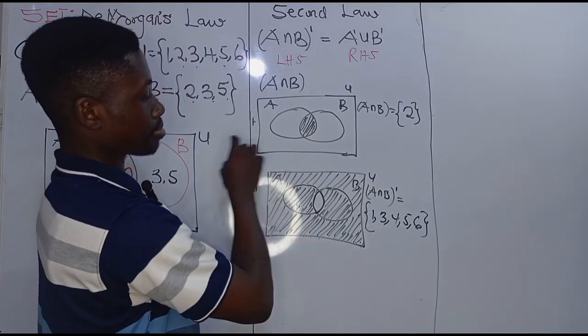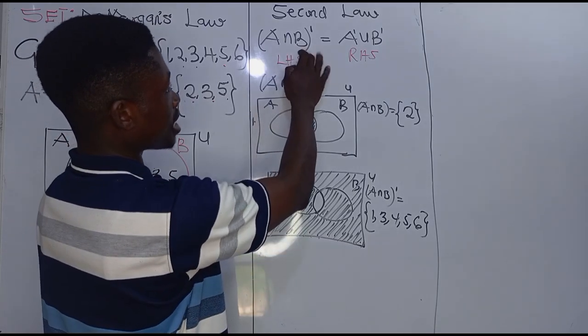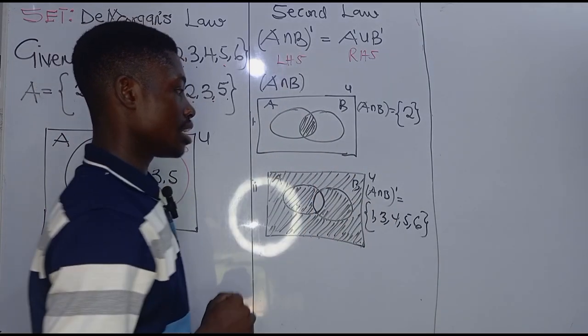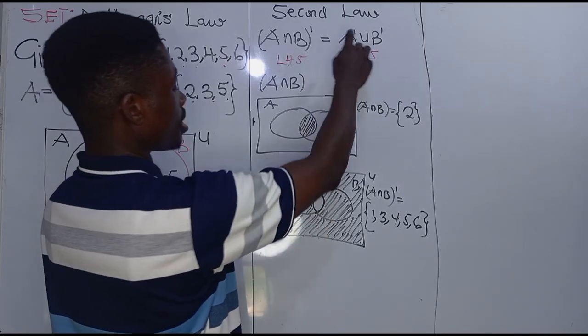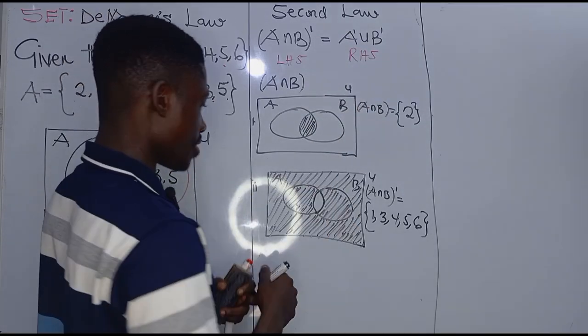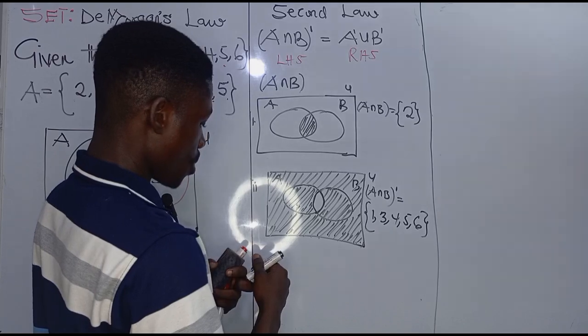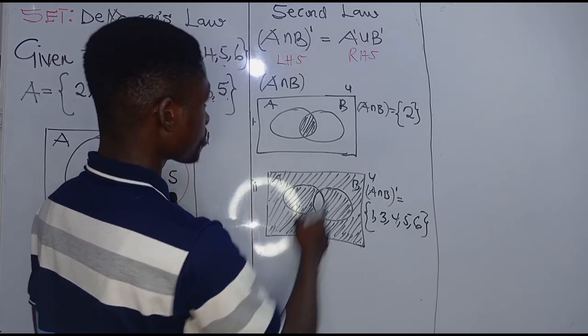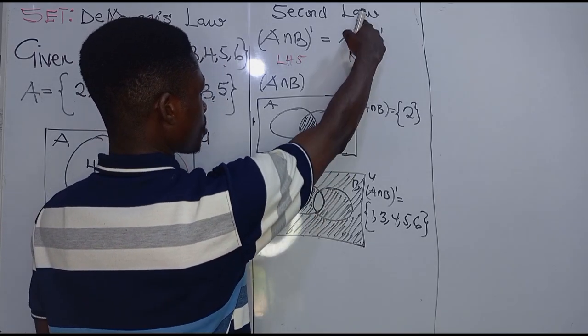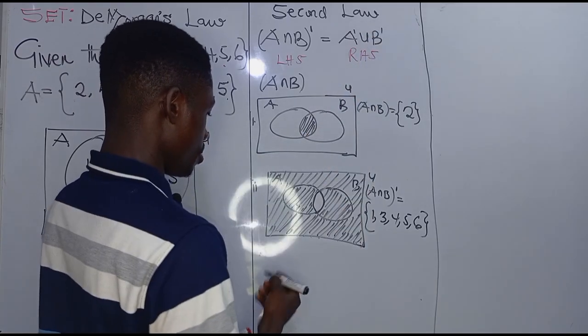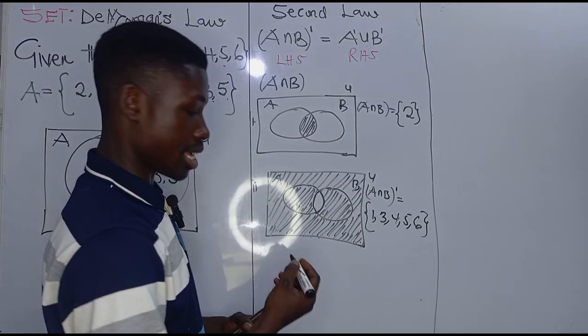Now we are done with the left hand side, right? So this is the left hand side. Let's move on to the right hand side. So with the right hand side, we are going to have what? A complement union B complement. But first, we have to find our A complement.